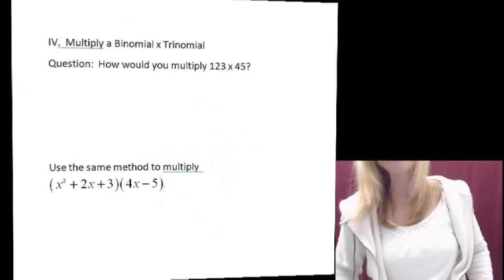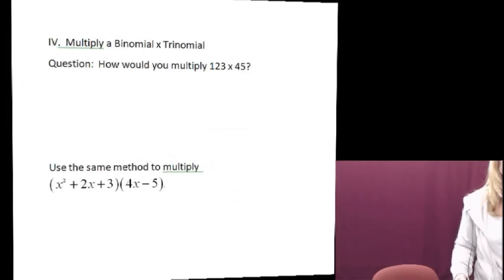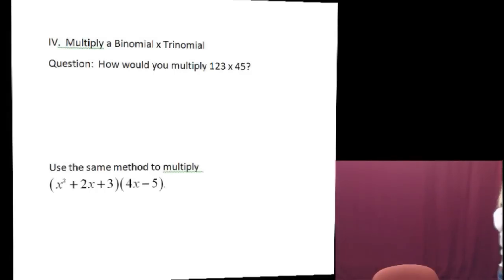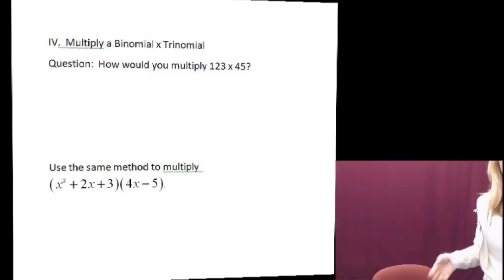If you look at this last example, I don't want you to multiply binomials. I want you to multiply a binomial, 2 terms, times a trinomial, 3 terms. Again, this is like 3rd grade math. Think about the 3-digit number, 123, and the 2-digit number, 45. Which one would the students line up first? They would line up the bigger digit number, 123.